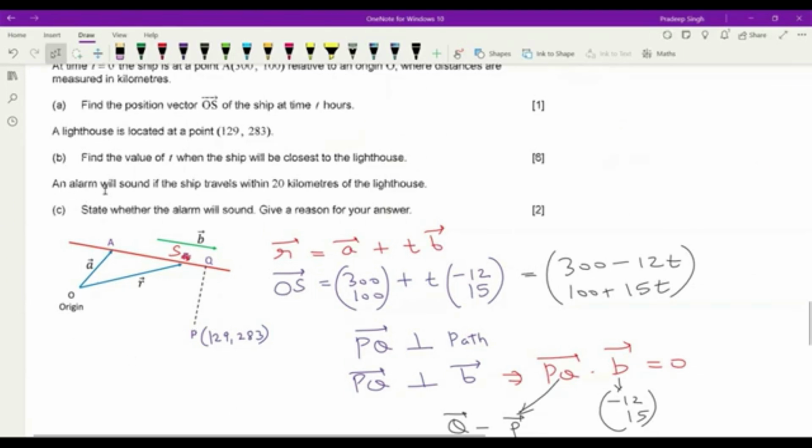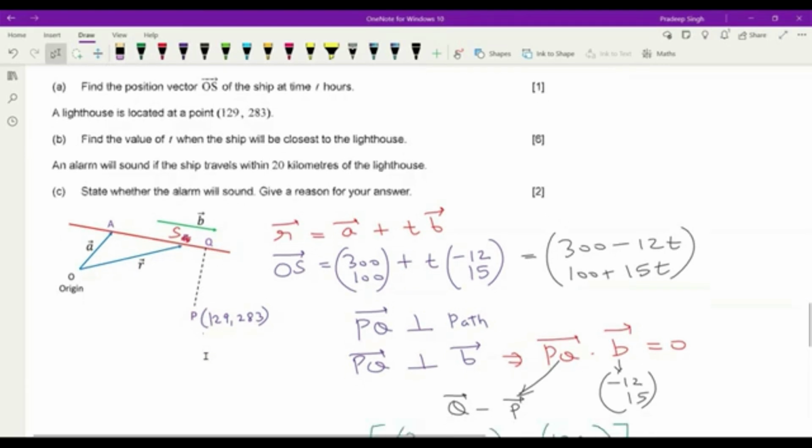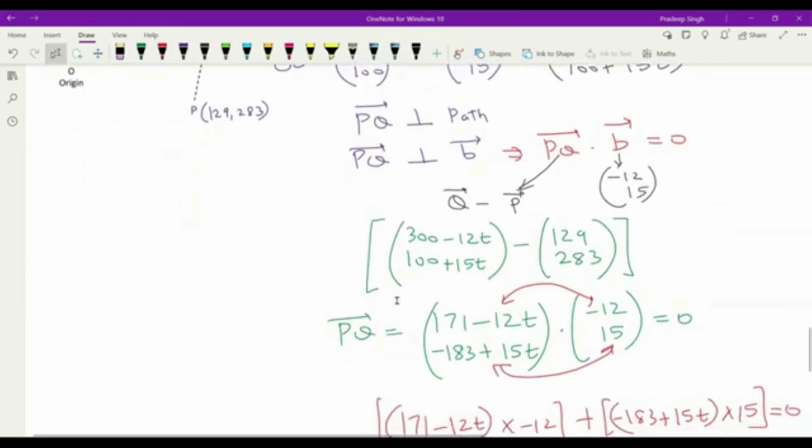In part C, it's given that an alarm will sound if the ship travels within 20 kilometers of the lighthouse. We are supposed to find whether the alarm will sound or not. Basically, we have to find out if the ship gets close enough. In this diagram, the closest the ship can get is PQ. So if the distance PQ is within 20 kilometers, then the alarm will sound. So basically, we have to find the length PQ. And how do we do that? The vector PQ we already found: 171 minus 12t as the x coordinate and -183 plus 15t as the y coordinate.